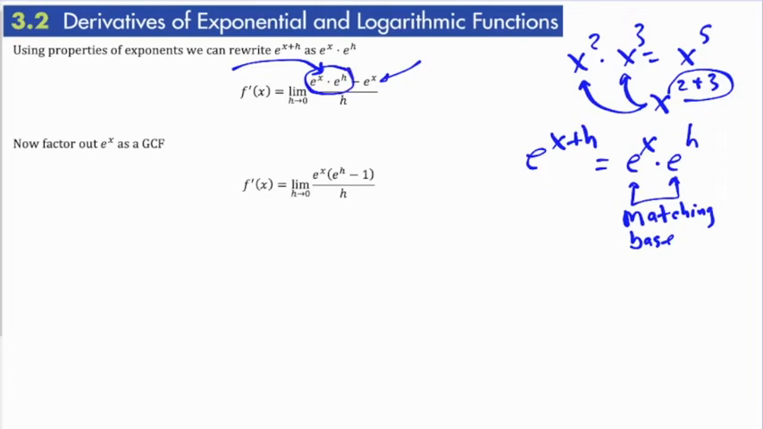So we've split up e to the x plus h into e to the x times e to the h, and now we can factor e to the x out of both the first and second term, and that's how we get this numerator rewritten as you see here.